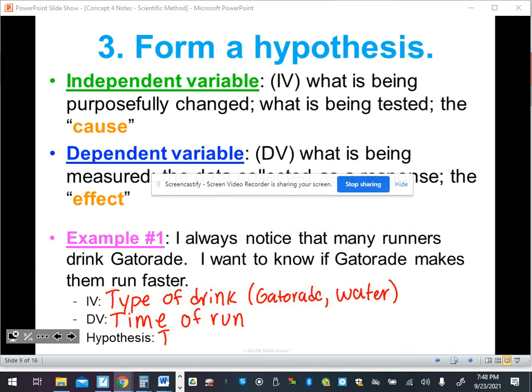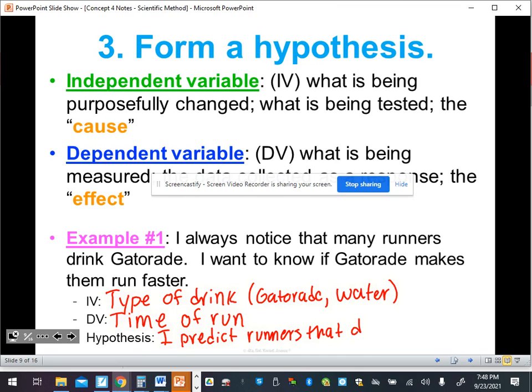all right. So I predict runners that drink Gatorade will run faster. Okay, so there's my prediction. I predict that runners that drink Gatorade will run faster.